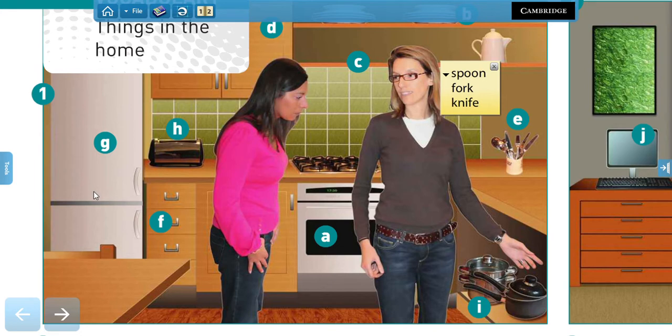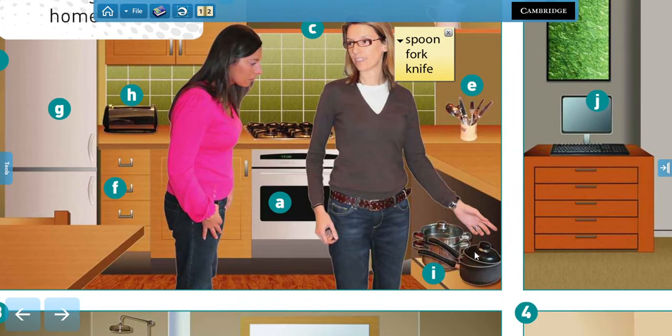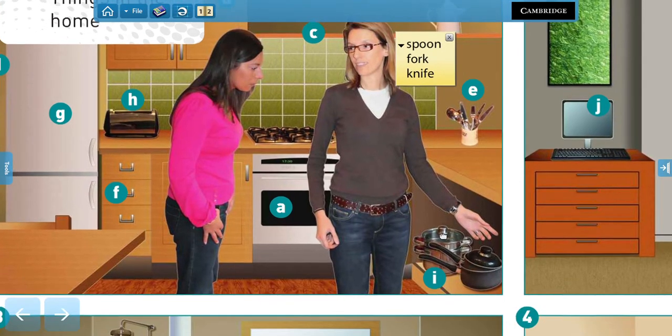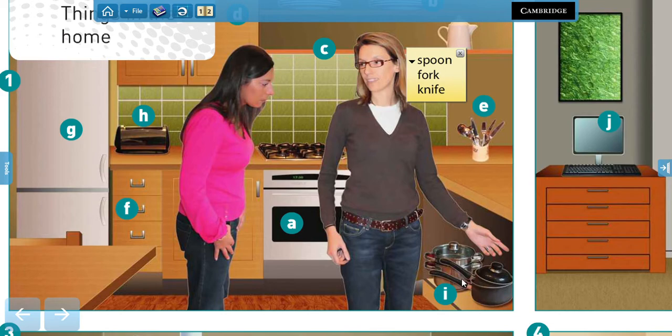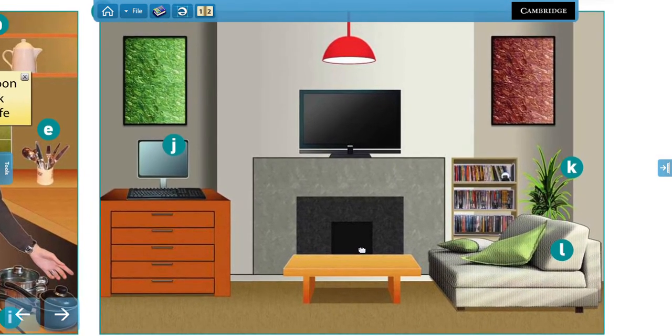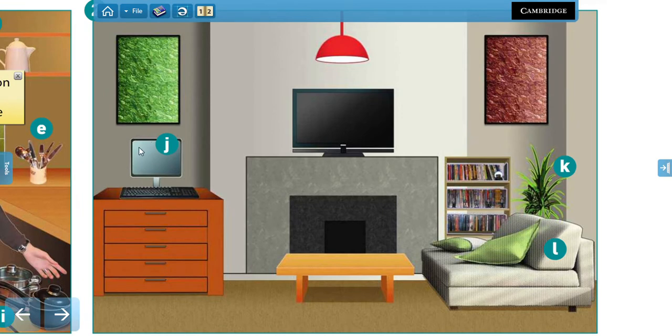G is the fridge. H, this is a toaster, and we have pots and pans, ollas y sartenes respectively, pots and pans. Now for the next room, we have a computer, a plant, and a sofa, right? So you can also have a look at here. We have some books. We also have drawers, a lamp, a TV, right?